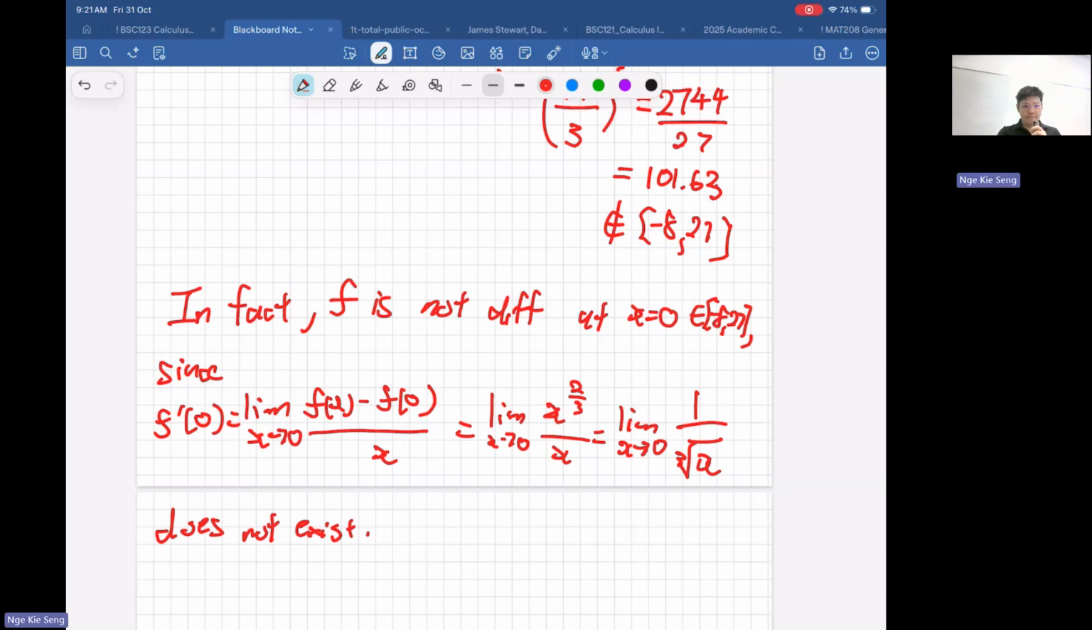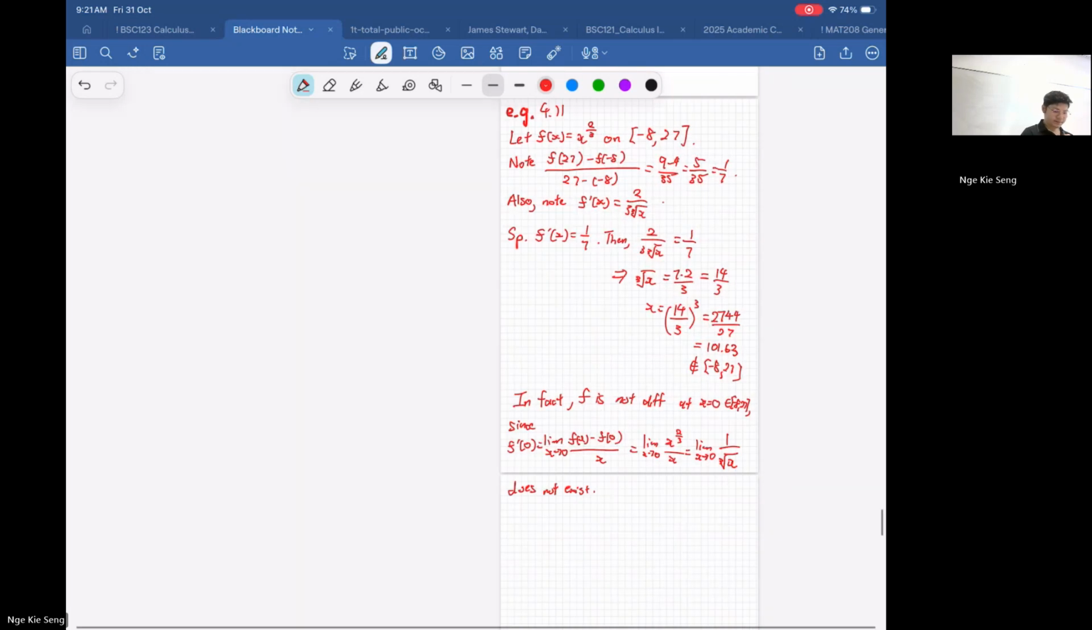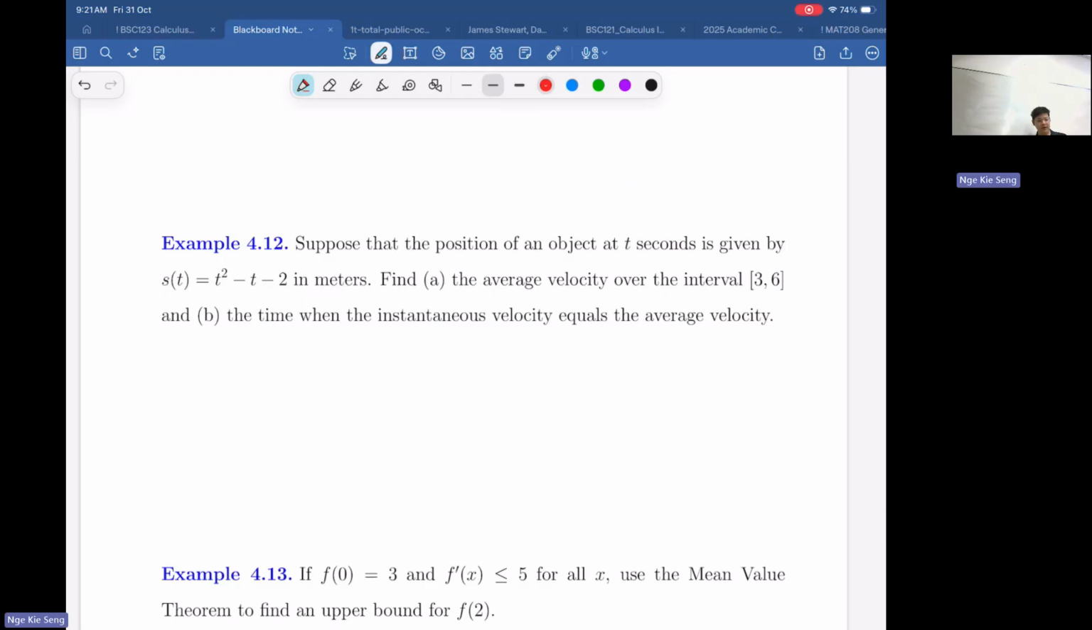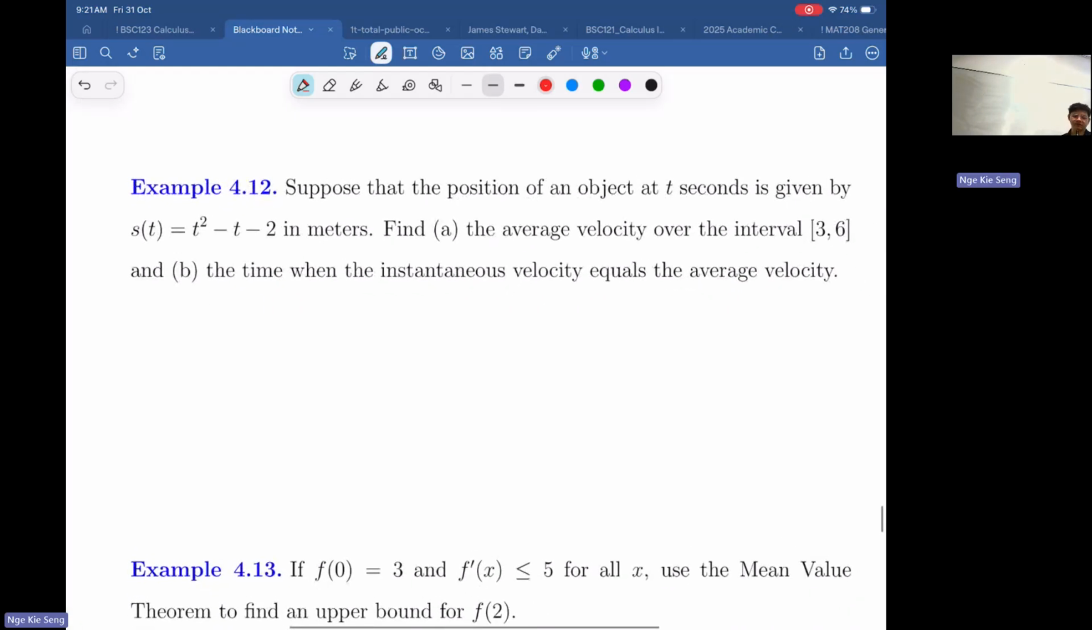Okay. So we can try and apply this to real life. Maybe real life problems are really important. Suppose that the position of an object at t seconds is given by the following polynomial, t squared minus t minus 2. Find the average velocity over the interval from time 3 to time 6 seconds, and then find the time when the instantaneous velocity equals the average velocity.